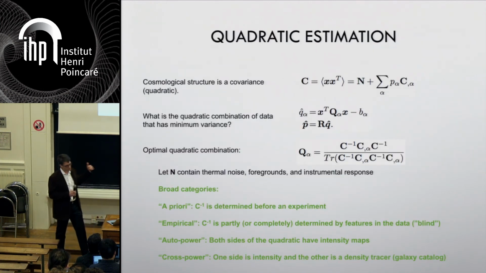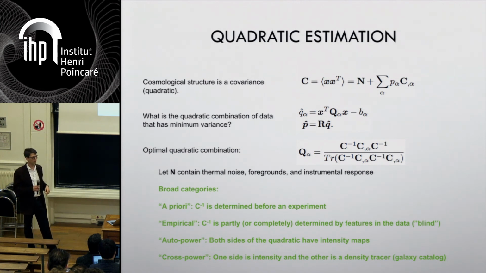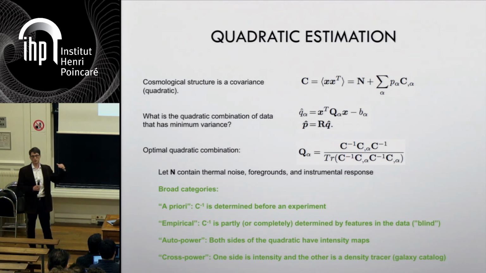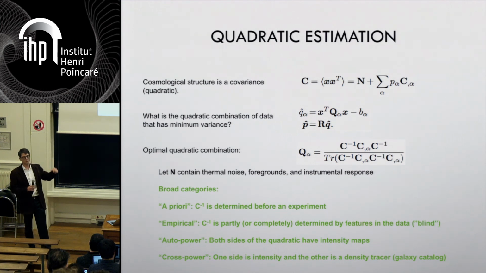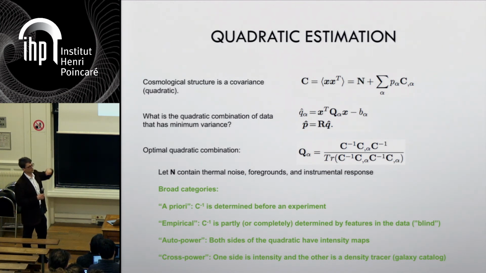And then one of the main challenges, I think, will be the instrumental response to those foregrounds. So from the previous table, you could see that there's really a range of experiments that are being pursued now. For this talk, I'd like to have a sort of unified way of talking about the analysis of the data from those experiments and some of the challenges. I think a good way of doing that is through a quadratic estimator.